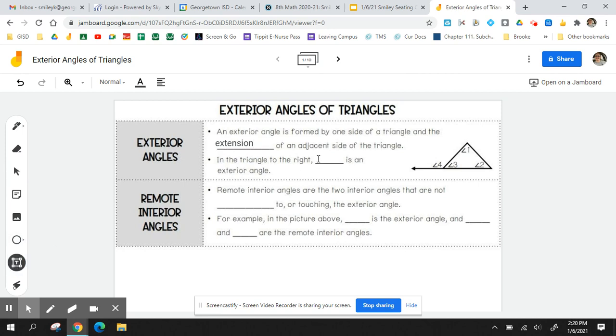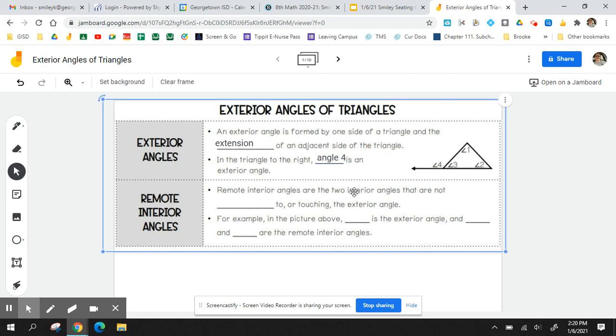In the triangle to the right, angle 4 is an exterior angle. Okay. And then you can see that they would use that little angle symbol, which I can't access right now, but I'll draw it in later. So those are exterior angles. The angle 4 is a great example of that.